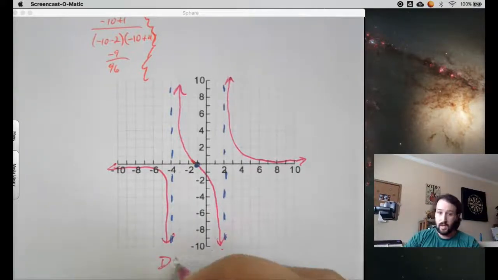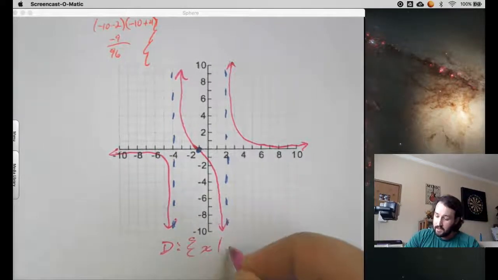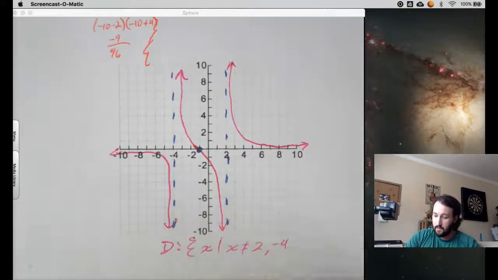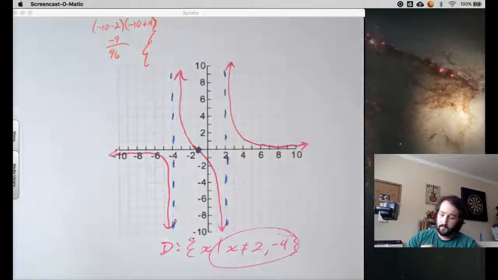And again, the domain, they're going to start writing it kind of weird, but we cannot have x such that x would have been equal to 2 and -4. Right, so again, that's the part that you're really looking for. X could not be 2 and x could not be -4.